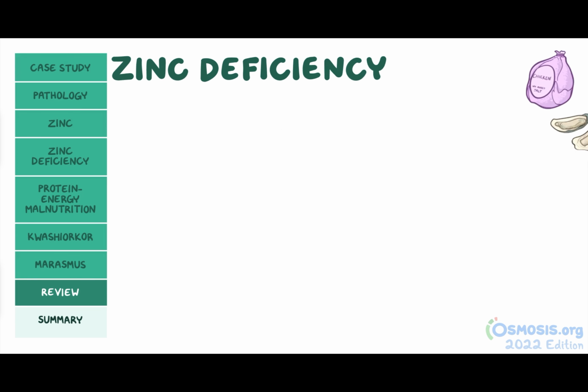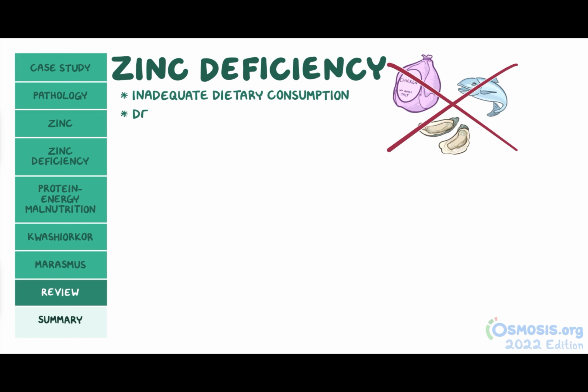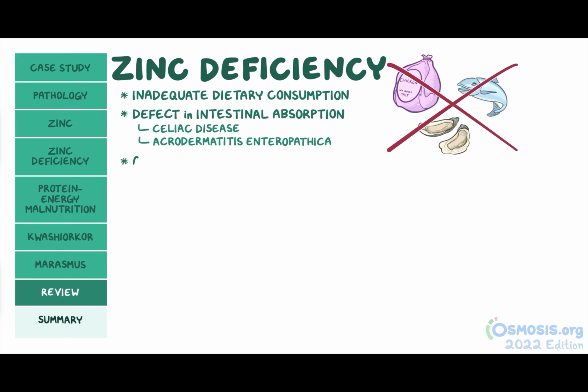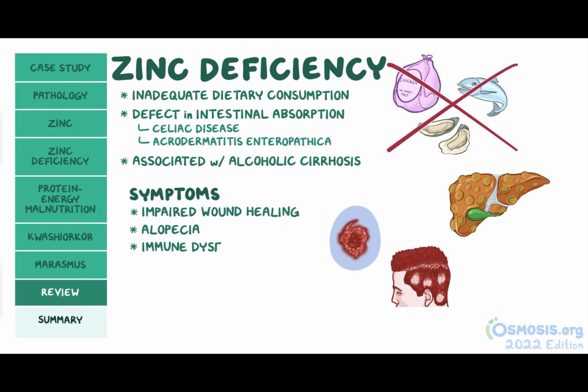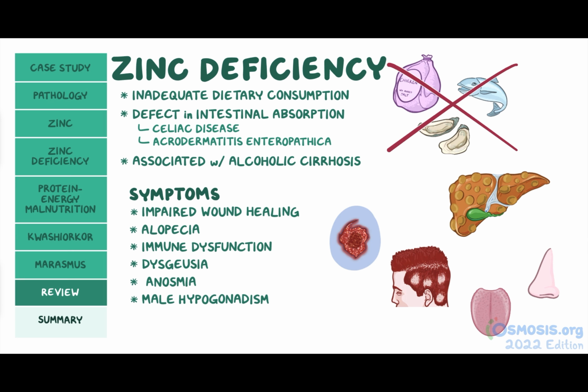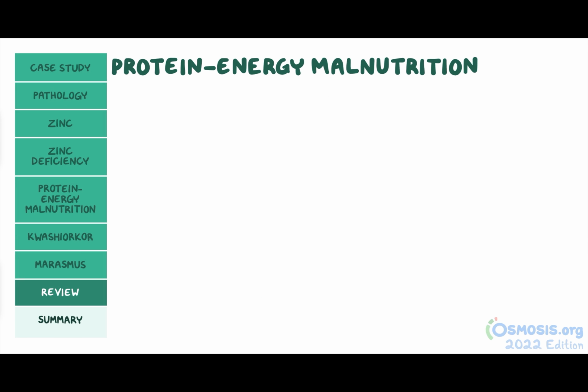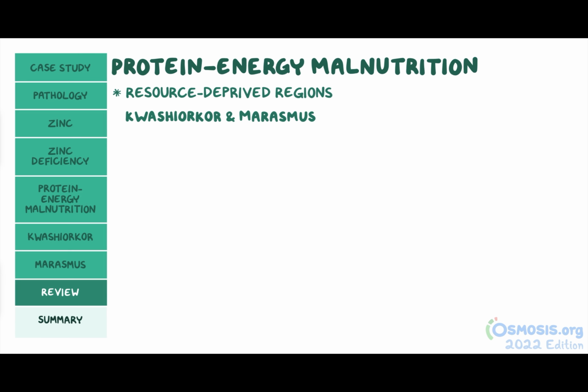Alright, as a quick recap, zinc deficiency is mainly caused by inadequate dietary consumption or a defect in the intestinal absorption, like celiac disease and acrodermatitis enteropathica, and it's commonly associated with alcoholic cirrhosis. Symptoms include impaired wound healing, alopecia, immune dysfunction, dysgeusia, anosmia, and male hypogonadism. Protein energy malnutrition is most common in resource-deprived regions and includes kwashiorkor and marasmus.